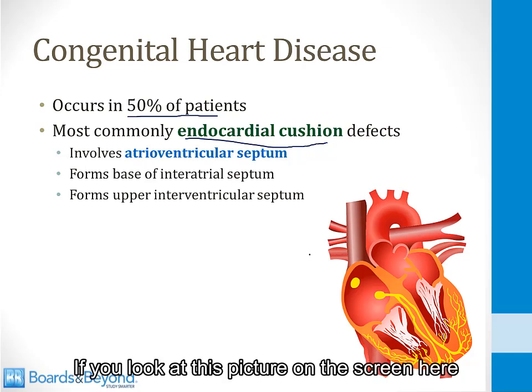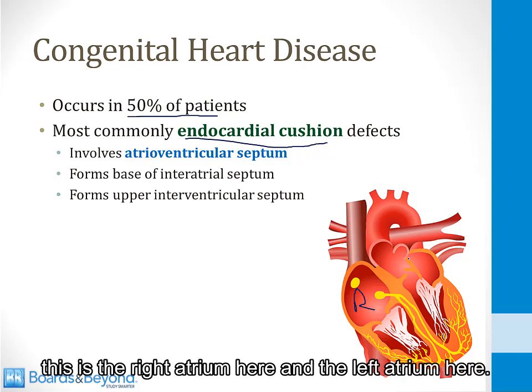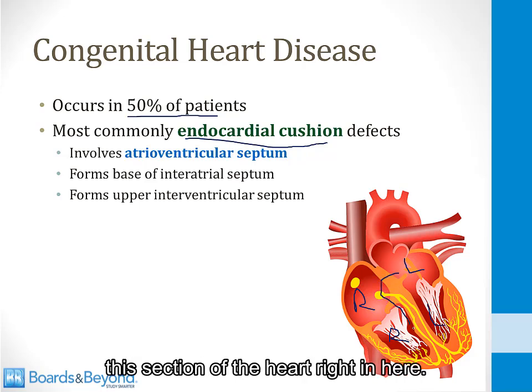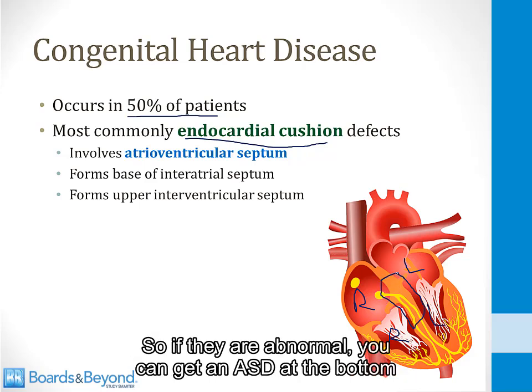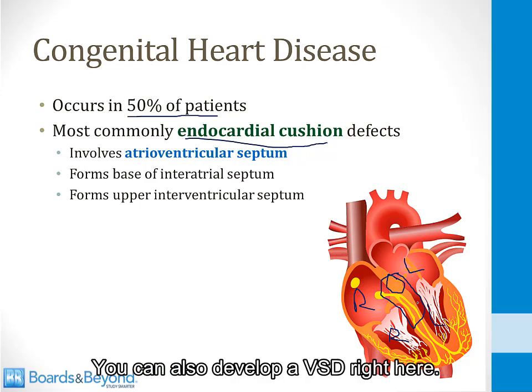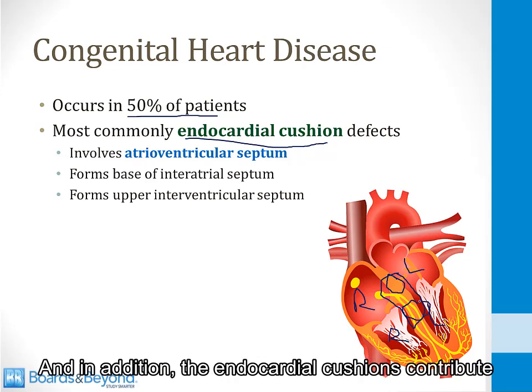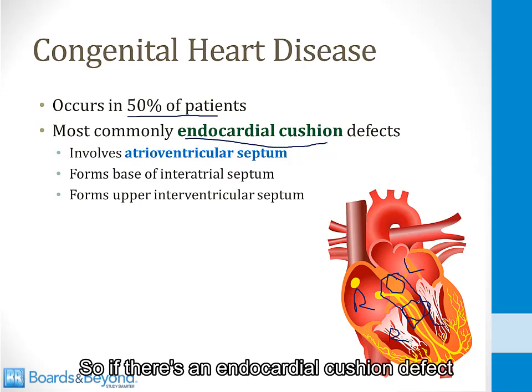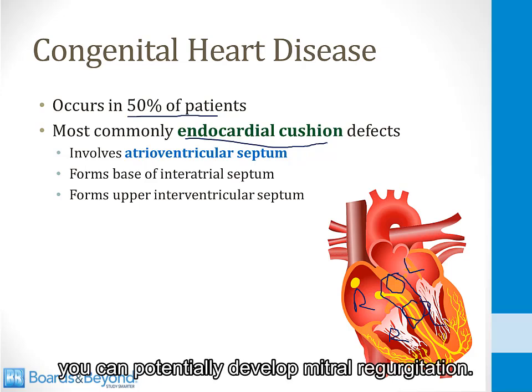If we look at this picture on the screen here, this is the right atrium here and the left atrium here. We have the left ventricle here and the right ventricle here. The endocardial cushions form this section of the heart right in here. So if they are abnormal, you can get an ASD at the bottom of the interatrial septum. That's called a primum ASD. You can also develop a VSD right here. And in addition, the endocardial cushions contribute to the formation of the mitral valve. So if there's an endocardial cushion defect, you can potentially develop mitral regurgitation.